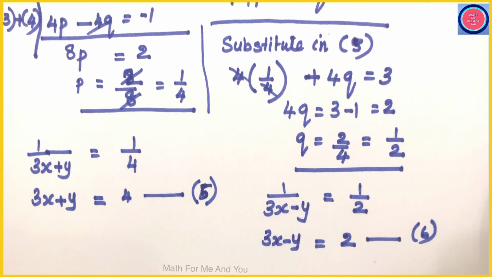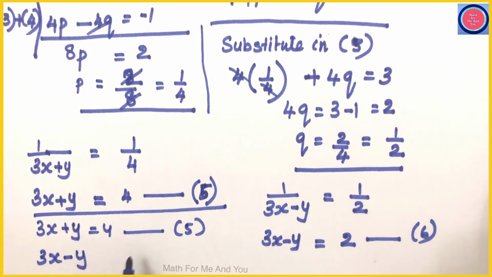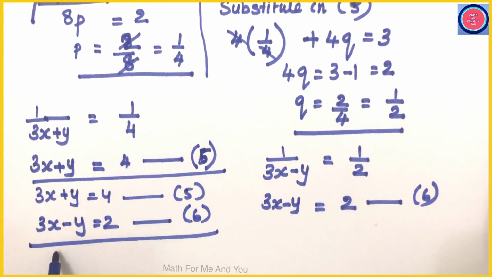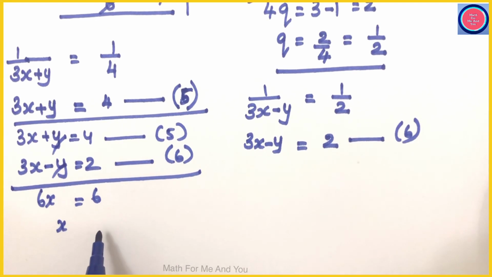We can eliminate x or y. Here easy y, because see the coefficient of y, positive 1 in the first equation and minus 1 in the second equation. So add these two equations, we can eliminate y. 3x plus y equals 4, that is equation number 5, plus 6. What is 6? 3x minus y is equal to 2. We are doing equation number 5 plus 6. 3x plus 3x, that is 6x. Plus y minus y cancels. 4 plus 2 is 6. 6x equals 6. What about x? x equals 6 by 6. 6 upon 6 equals 1.